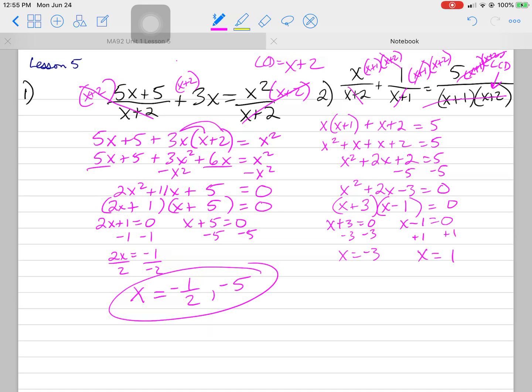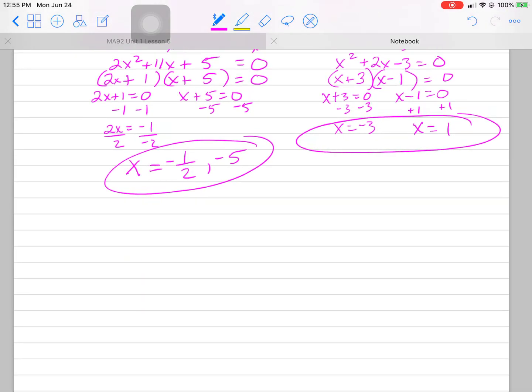All right, so my answers are -3 and 1. And I look back up here, make sure that -3 is okay, right? And a +1 is okay, because that'll make this a 2, not a 0. If it was -1, I would have to throw that one out, but we're good.